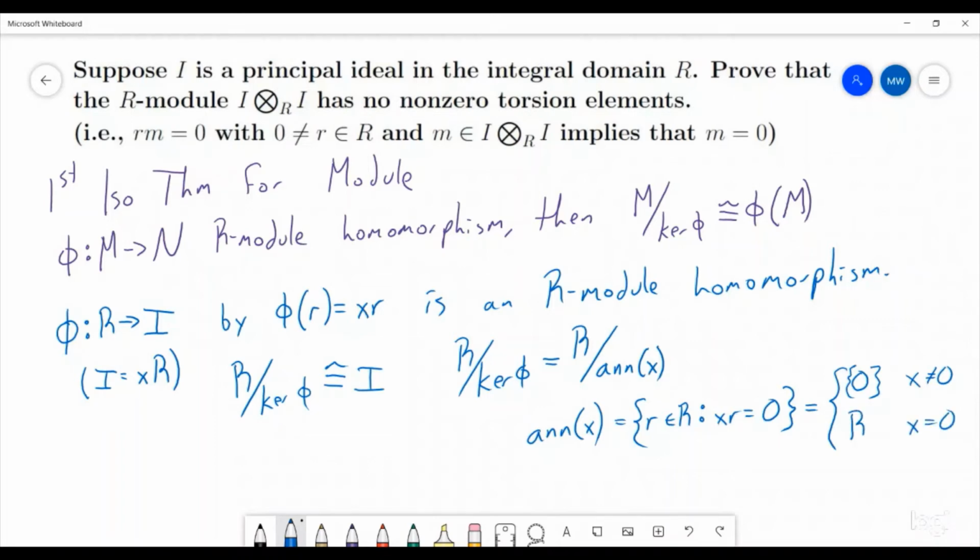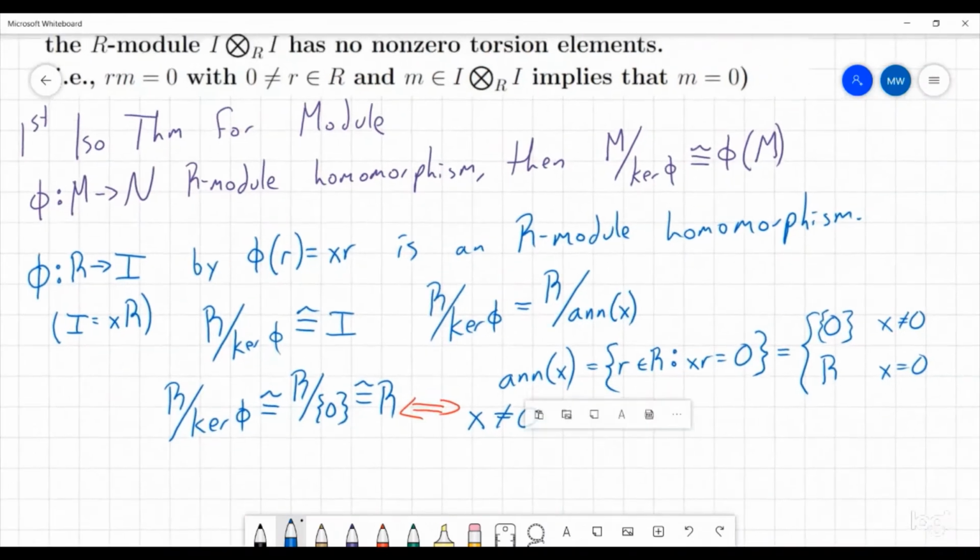Now, we're assuming that we're not wanting to just get rid of everything. What this means is that R modded out by the kernel of phi is isomorphic to R modded out by 0, which is isomorphic to R, exactly when x is not 0. And if x is not 0, then I is really just isomorphic to R. Let's zoom out so we can still read the problem.